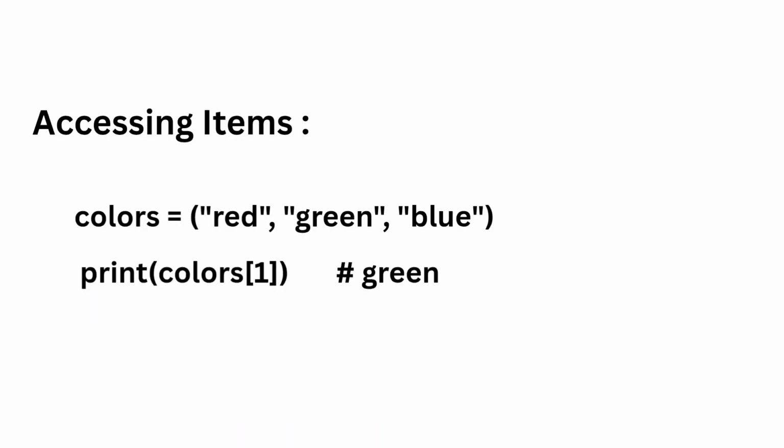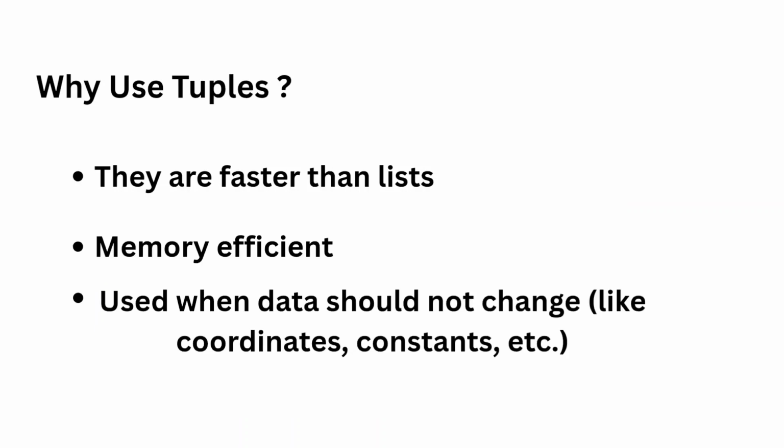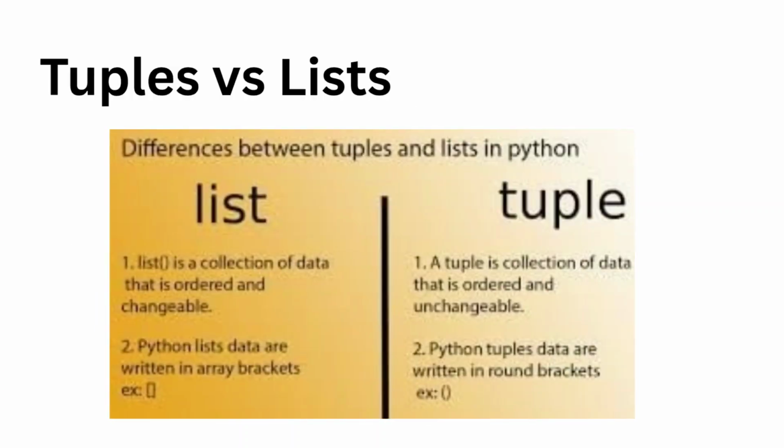How can we access items? Similarly to a list, we can access items from the tuples by using their respective index number. Let's see why we use tuples. Because they are faster than lists, memory efficient, and used when data should not change. Here is a quick difference between tuples and lists. You can see this.